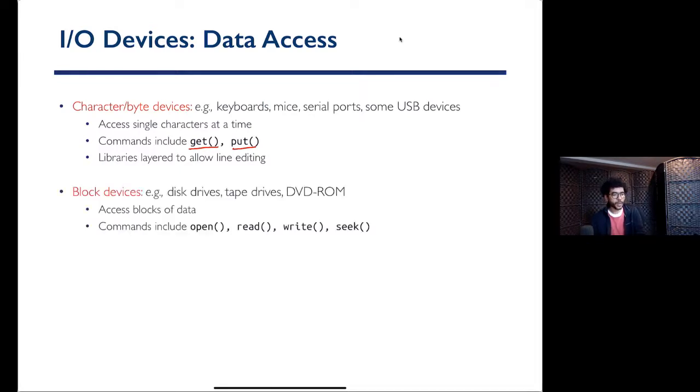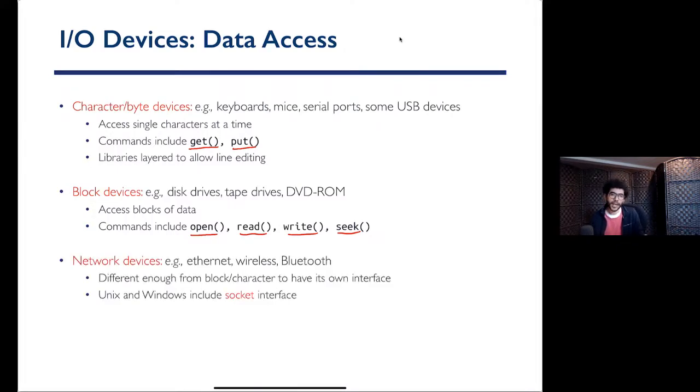If you have block devices, devices that work with blocks, then you don't need to iterate through your data byte by byte. You can create these blocks and then transfer the entire block to your device. Usually for these devices, the commands that we have are the file commands that we saw: read, write, seek, open. These are the ones that we're going to use.